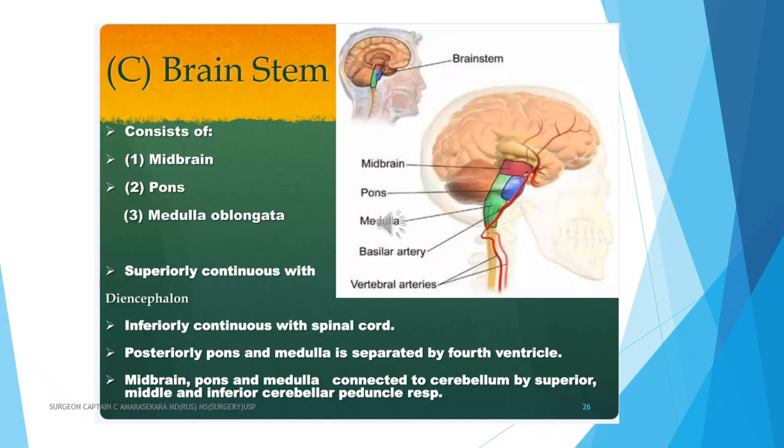Finally, the medulla oblongata, the inferior segment, continuous with the spinal cord. It contains cranial nerves 9 to 12, cardiorespiratory centers, and the decussation of pyramids, and is connected to the cerebellum via the inferior cerebellar peduncle. Lesions may cause dysphagia, dysarthria, respiratory failure, or sudden death.